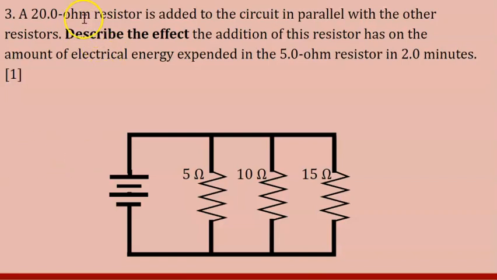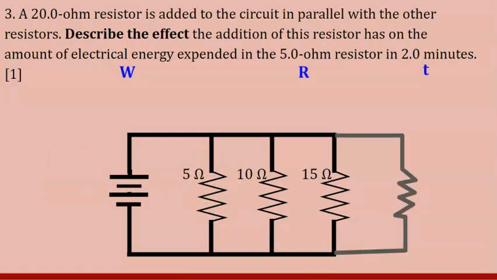I put this part in bold, describe the effect, because that should tell you that we're not doing an actual calculation. We're just talking about, did it increase, did it decrease, or did it stay the same? More specifically, did the electrical energy of that 5 ohm resistor increase, decrease, or stay the same?